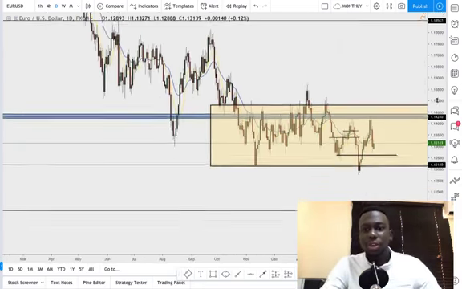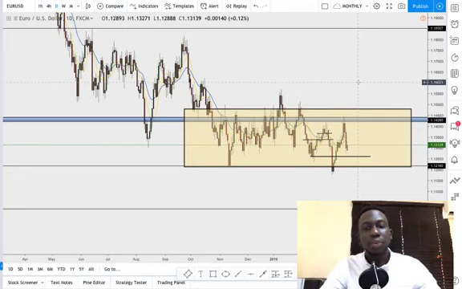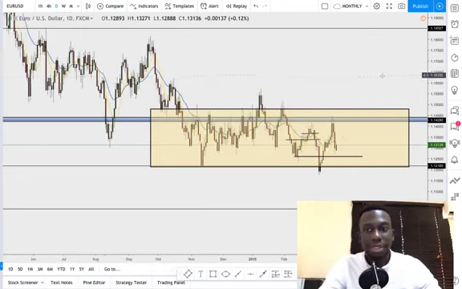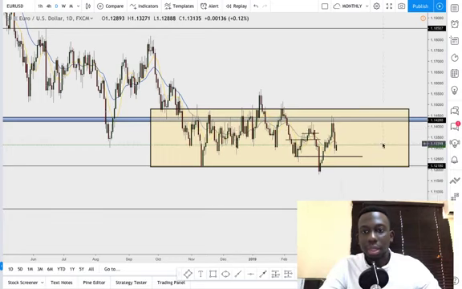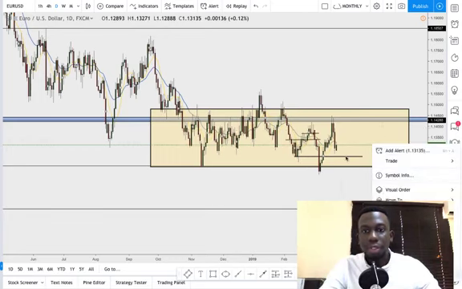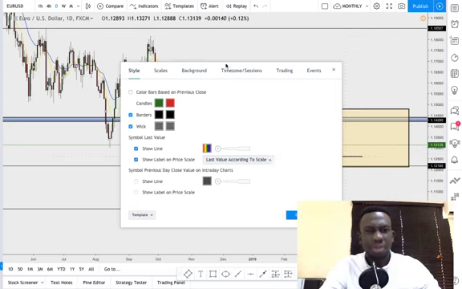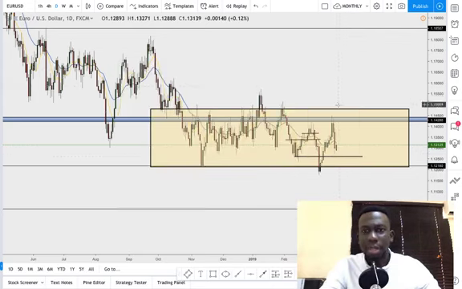So now, euro dollar. Well, I won't say same scenario with euro dollar. Euro dollar is also being very indecisive as well. As you can see, this is a very nasty range, okay? I'll just increase the transparency of this so that you guys can see it.